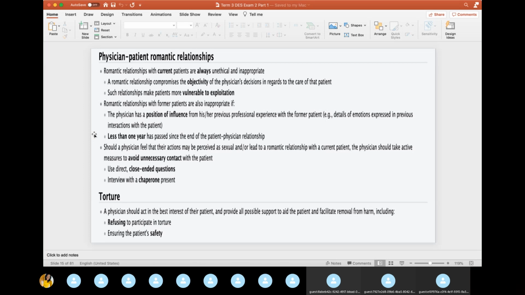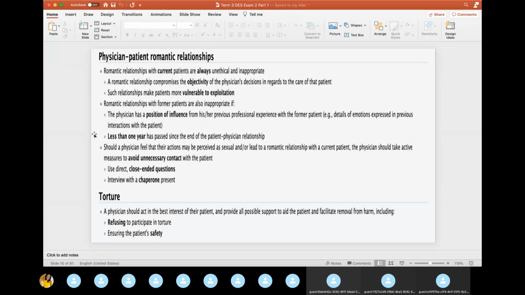For the boards, romantic relationships with current patients are always unethical and inappropriate. Why? Remember, it compromises your objectivity as a physician. Of course, it makes your patients more vulnerable to exploitation. You're in a position of trust. You're in a position of authority, right? Don't forget that. Do not exploit your patient. Do not be like Dr. Larry Nassar.